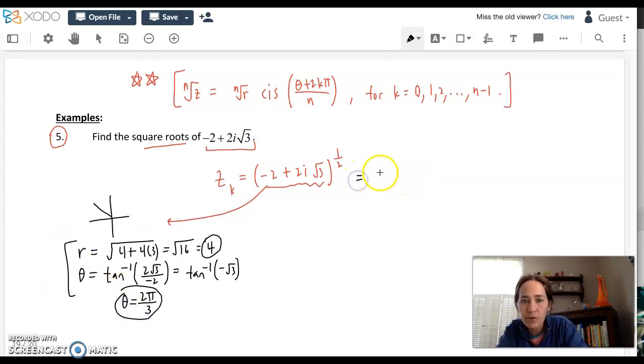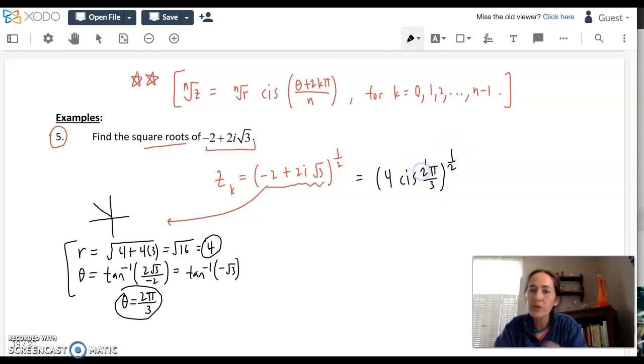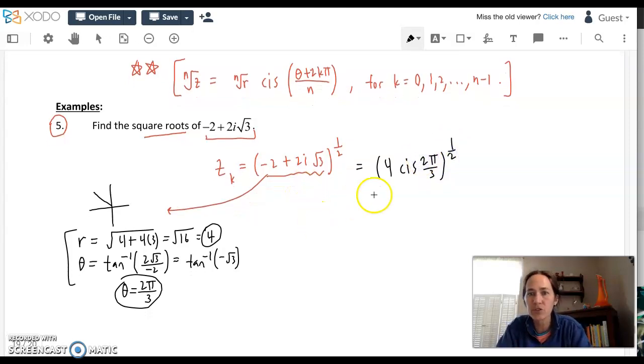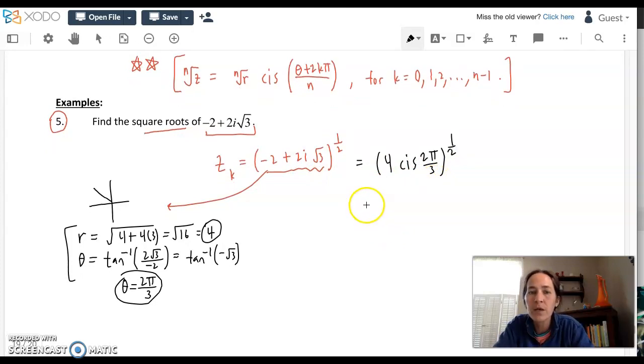So now here's what we're looking at. An r cis theta raised to the 1/2 power. So we said r is 4, cosine plus i sine abbreviation, and theta is 2 pi over 3, to the 1/2 power. And de Moivre's theorem would be a really quick way to get our first solution, just to take the power of a complex number, but we want both solutions. So we want to find z with a couple subscripts.